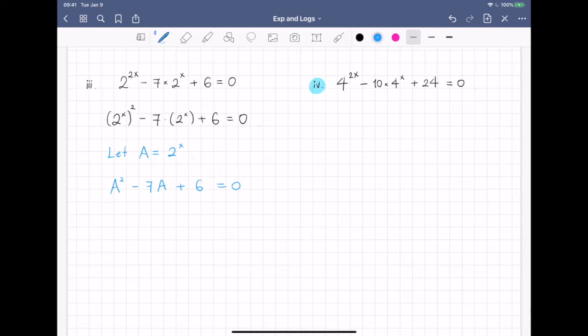Okay, that's a quadratic. So you can factorize it or use the quadratic formula to solve it. This is factorable, so I'm going to factorize and solve. So I can write (a minus 6) times (a minus 1) is equal to 0. At this point, I can replace it back with the 2 to the x. So I'm going to do that. (2 to the x minus 6)(2 to the x minus 1) equals 0.